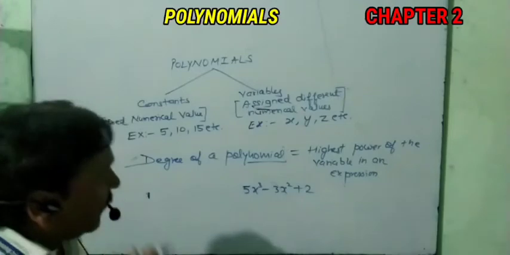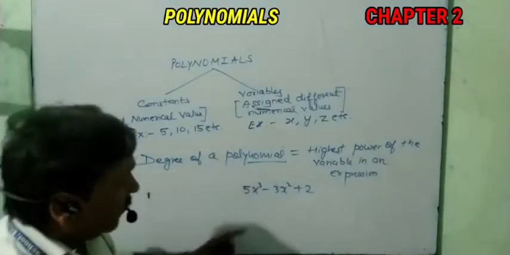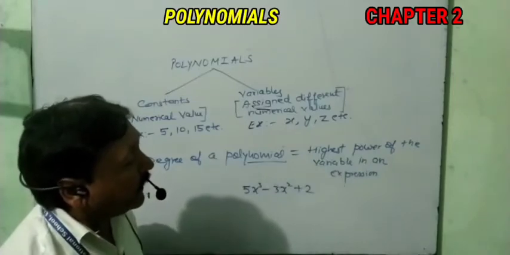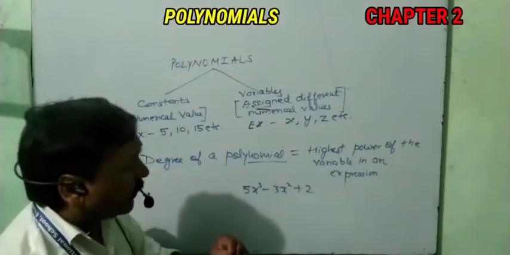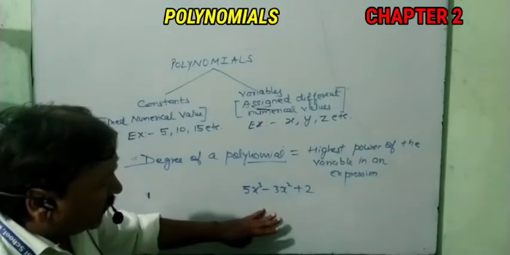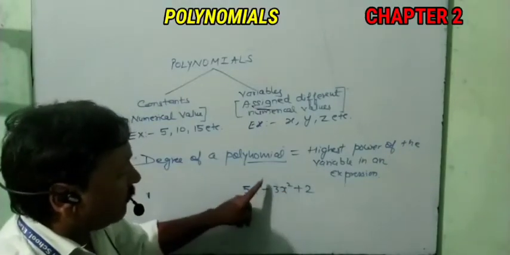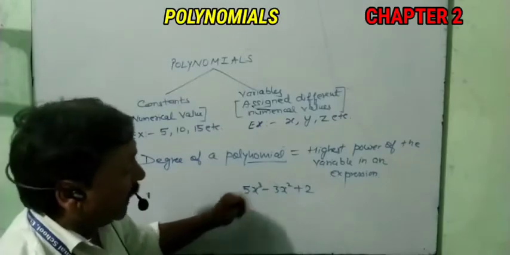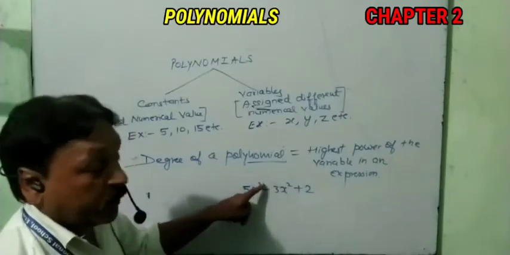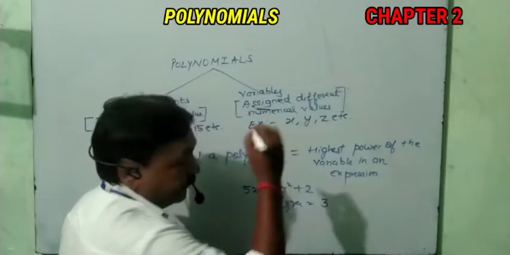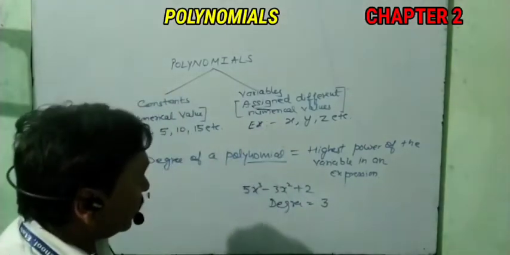Let's come back to our topic, degree. I had told you the highest power of the variable in an expression, or we can say equation. Here, this is an expression, the variable is x, having the power 2 here, having the power 3. Which number is more, 3 or 2? Yes, 3 is more. It means the degree is 3 here.